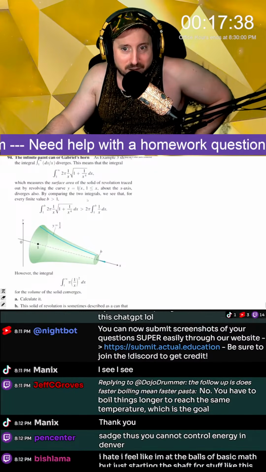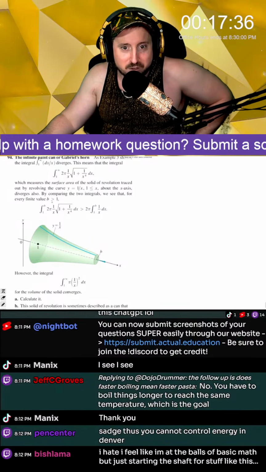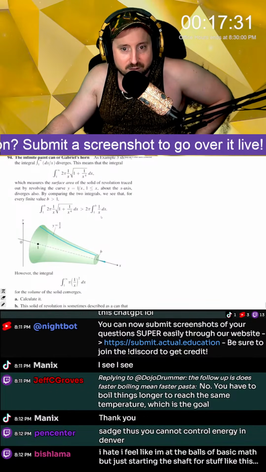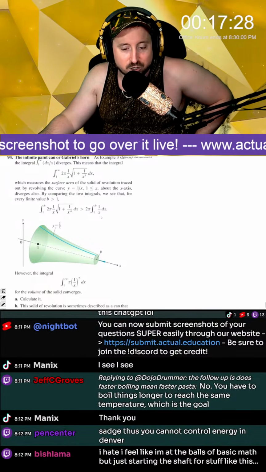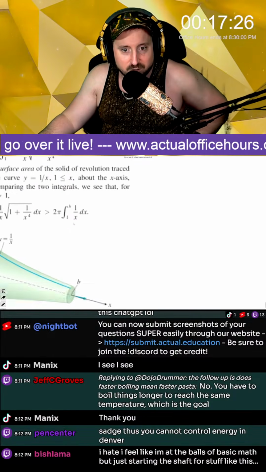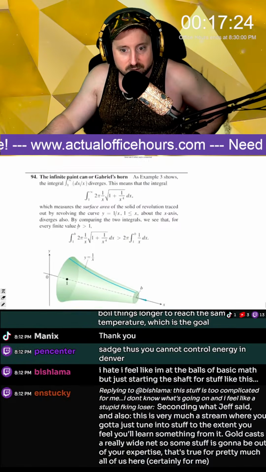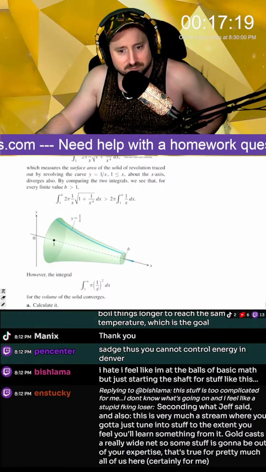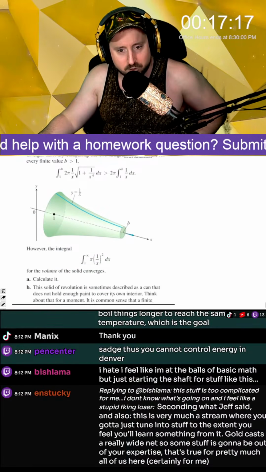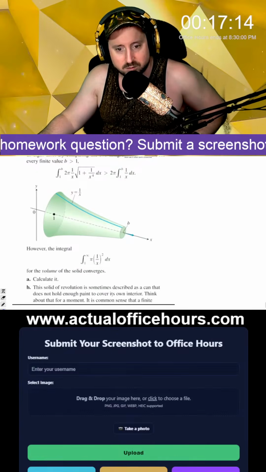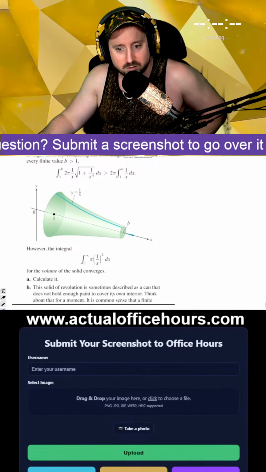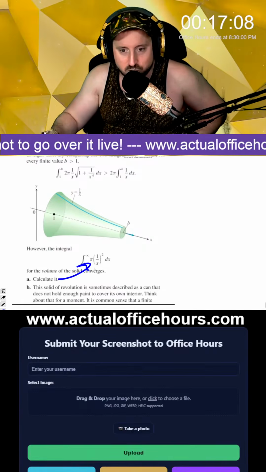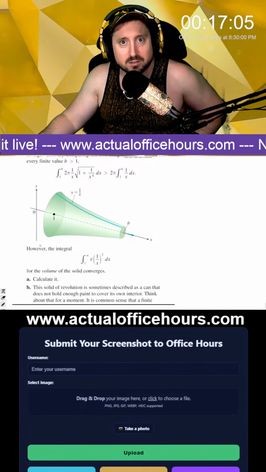By comparing the two integrals, we see that for every finite value b greater than 1, this is greater than this. Sure. Okay. However, the integral of this converges, or for the volume converges. Calculate it. Okay, cool. So, oh, they just want you to calculate this, or you just do this integral. It's easy, right?